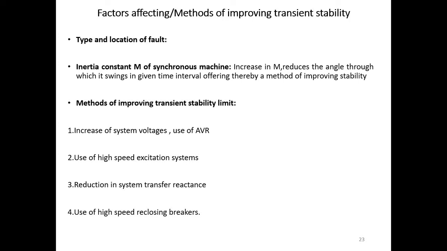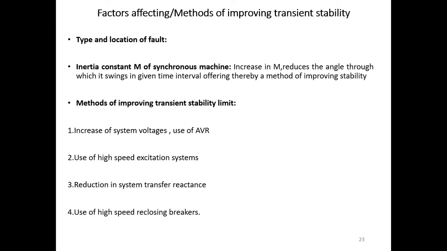Second method, use of high-speed excitation system. As we have the idea that in case of the transmission line or the power system, we had seen that QV dependency, that is reactive power voltage dependency. So whenever there is a decrease in the voltage, at that time excitation should be more in case of the synchronous generator, to increase the voltage. Whereas whenever the voltage is more, at that time we have to reduce the excitation. So that excitation system should be fast to respond to the disturbances. That means the use of high speed excitation system also improves the transient stability.